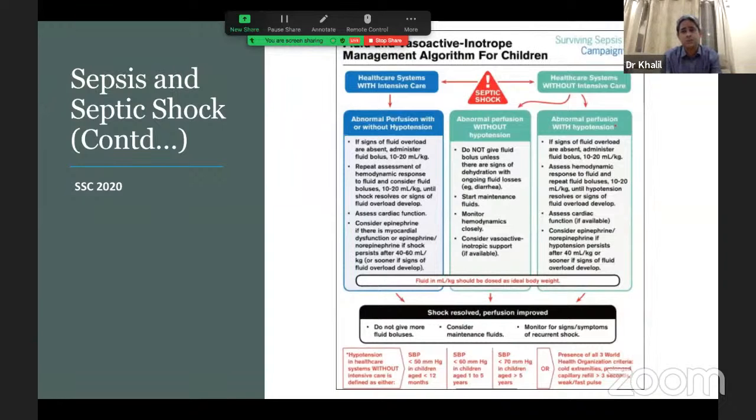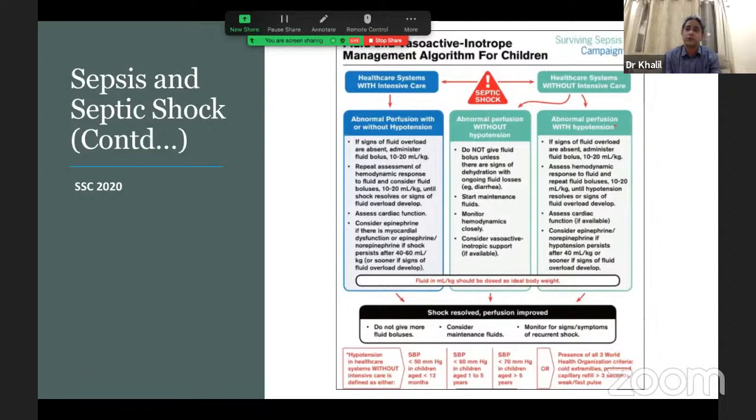Again, the most important thing while giving a fluid bolus, as I keep saying, is that it has to be closely monitored. What needs to be monitored? You monitor the heart rate. With fluids, the heart rate should come down. Even though you're not giving fluid boluses in children without hypotension, even the maintenance fluid can cause decompensation. A child with abnormal perfusion and with hypotension is at high risk of a rapid downhill course.